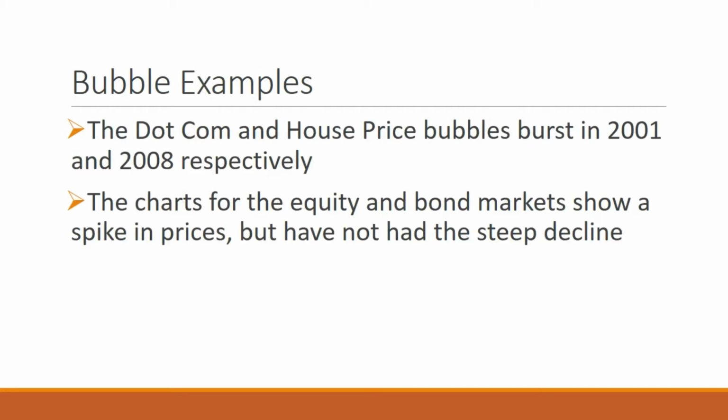There are a number of recent examples of bubbles. The two prominent ones are the dot-com bubble, the internet stock bubble of 2001, and the housing price bubble, which burst in 2008. We're going to go through some charts now that show the bubble and also discuss whether we're in a bubble now in stocks and/or in bonds.